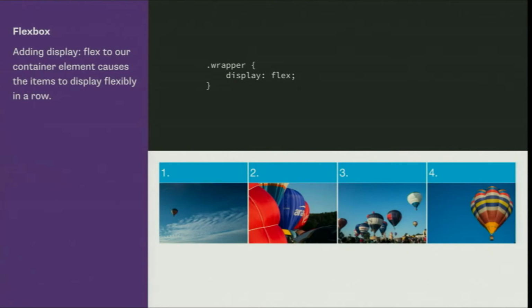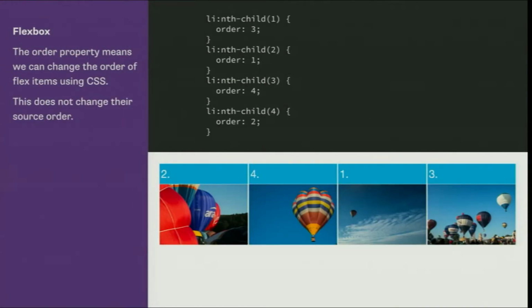We can go further than that because we could explicitly set the order using the order property. So if I've got a bunch of items here and they're displaying in source order in a flex container, I've given them all a number so you can see the number they actually are in the source. And so we can change the order. So now we've got the source order number 1 is visually number 3.